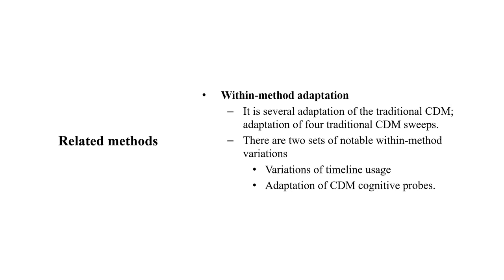So, it says that there are several adaptations of the traditional CDM. Traditionally, how do we do it? It is an adaptation from that, however it is not exactly the same. It is an adaptation of the four traditional sweeps that we discussed, 1, 2, 3, 4. So, we are not following exactly, but it is some kind of adaptation. There are two sets of notable within method variations. One is the variation in the timeline uses, and the second is the adaptation of the cognitive probes.